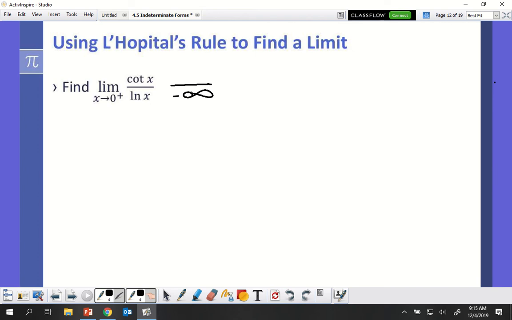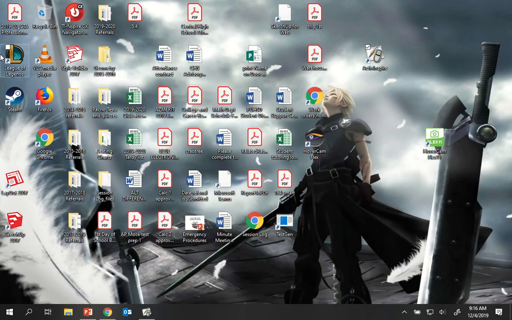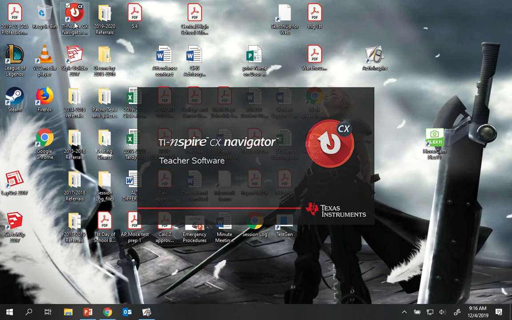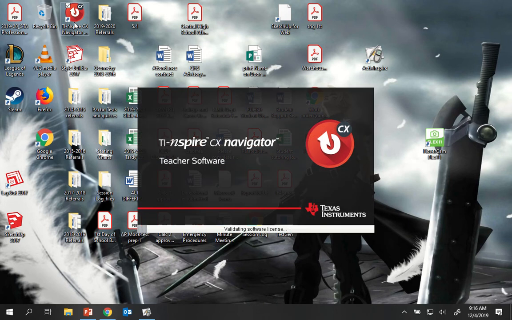Okay? Since I don't have this one on the board, let's see what it looks like, because this is going to be super important. You have to understand what the graphs look like. So in your calculator, you guys are going to graph right now, please. We're going to graph what cotangent looks like.